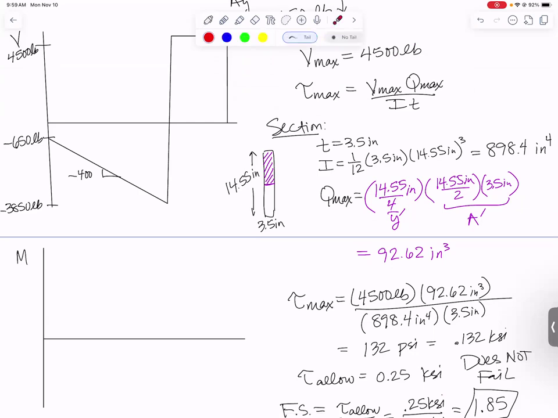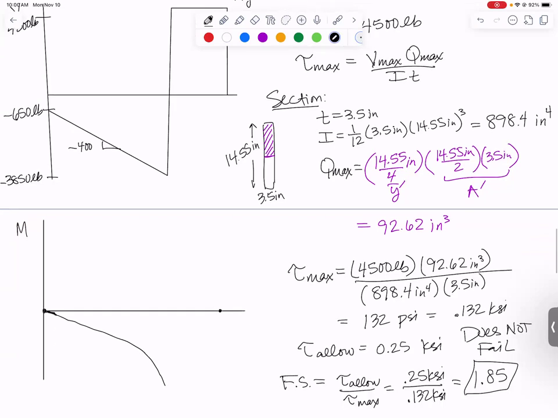Well, it's going to start and end at 0 and have no jumps in it because we had absolutely no couple moments applied. It's going to start off with a small negative slope that's going to get bigger in magnitude. So small negative slope of 650 increases in magnitude as we go down, and then we're going to have a straight line all the way back up to 0.